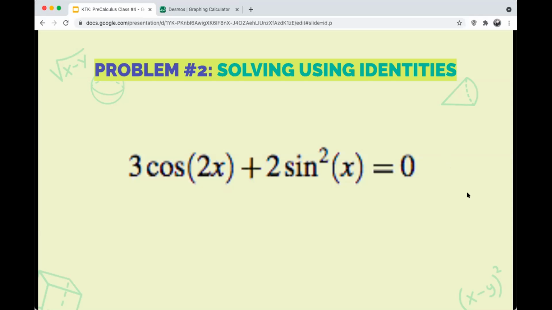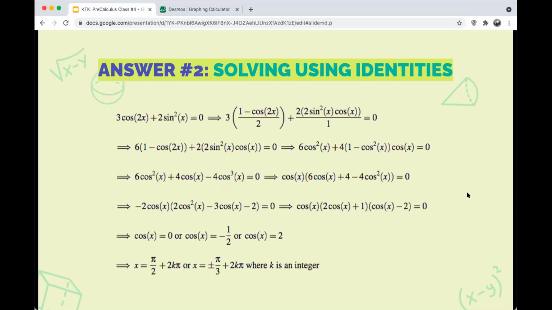All right, let's take a look at the answer for this one. So they simplified that into 3 times (1 minus cos 2x) by 2 plus 2 times 2 sine squared x cos x by 1, and that is equal to 0. And then that breaks down to 6(1 minus cos 2x) plus 2 sine squared x. This is a very complicated way to go about it, but the answers you would have gotten is x is equal to pi by 2, or x is equal to plus or minus pi by 3.